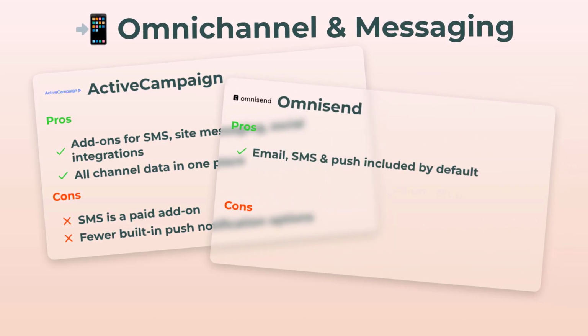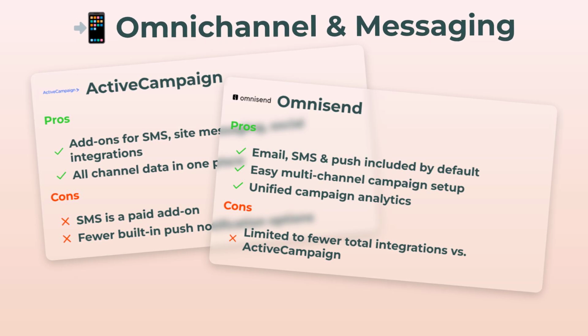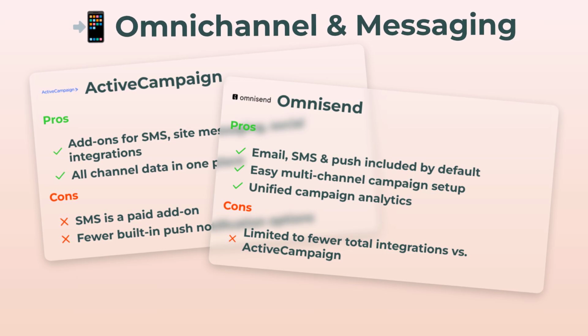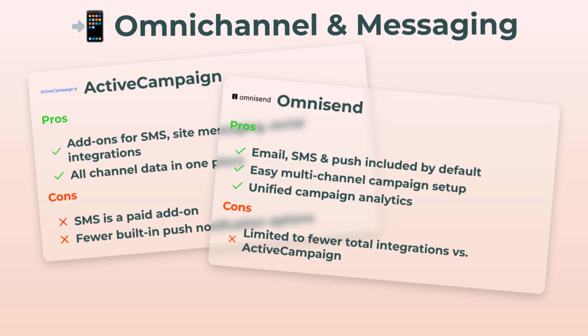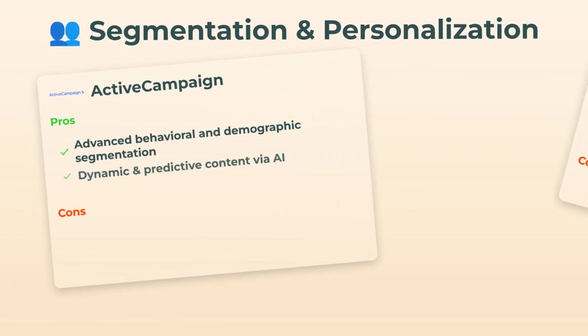Omnisend flips the script by including email, SMS, and push right off the bat, making multi-channel campaigns super easy to set up. Also, all analytics for those channels come together nice and neat. Sure, it won't have quite as many integrations as ActiveCampaign in total, but for the core channels, Omnisend just wins hands down. Let's talk segmentation and personalization.